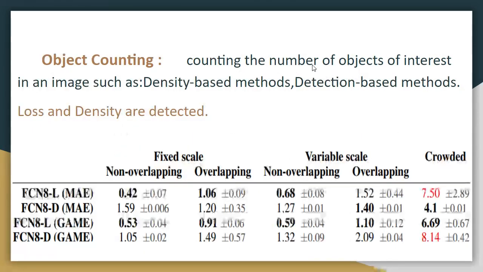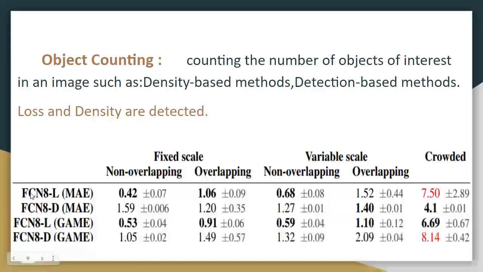Object counting. Counting the number of objects of interest in an image, such as density-based methods and detection-based methods. What is the density-based method? The density-based method uses the least square method to define the density of an image or in a pixel. Okay. And the detection-based method is used to detect the object or its location, detecting and counting that object. It is used for loss and density detection.